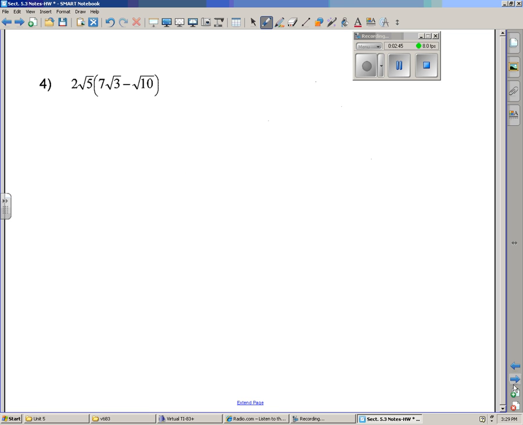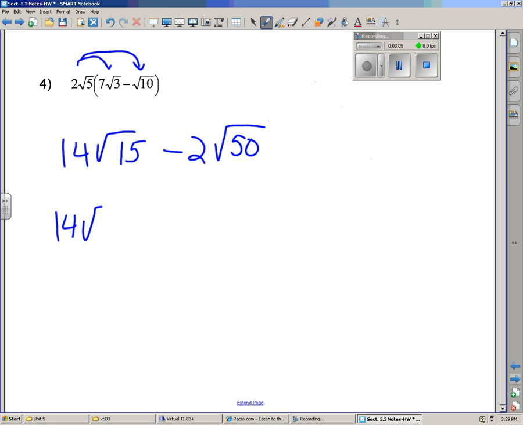Another distributive property. 2 root 5 times 7 root 3 is 14 root 15. 2 root 5 times negative 1 root 10 is negative 2 root 50. Well, square root 15 doesn't have any perfect square factors, so 14 radical 15 comes down as is.